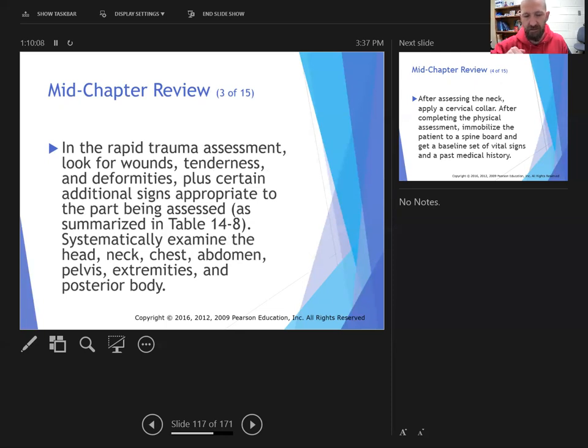We need to know that front to back. It's not good enough to say I'm looking for DCAP-BTLS. You have to know what DCAP-BTLS is, frankly, so you should be able to say it. Start practicing saying deformities, contusions, abrasions, punctures, penetrations, burns, tenderness, lacerations, and swelling.